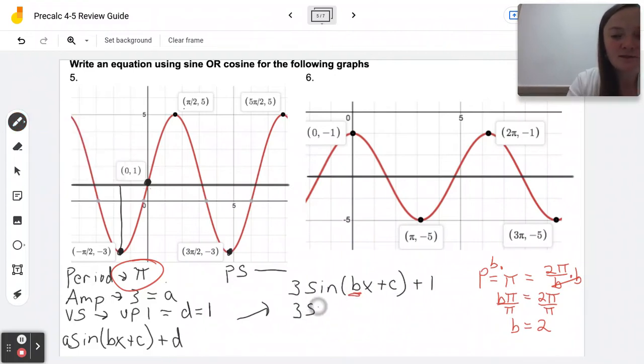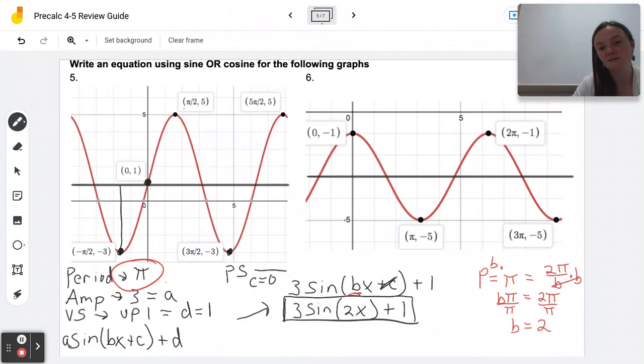This is going to be 3 sine of b, which is 2, x, and notice there was no phase shift, so c is implied to be 0. We can just forget about c. And so our answer is going to be 3 sine of 2x plus 1. You also could do the same thing for the cosine graph. If you wanted to draw a cosine, you could say it was a cosine graph that got shifted to the right, pi over 2. But that's up to you.